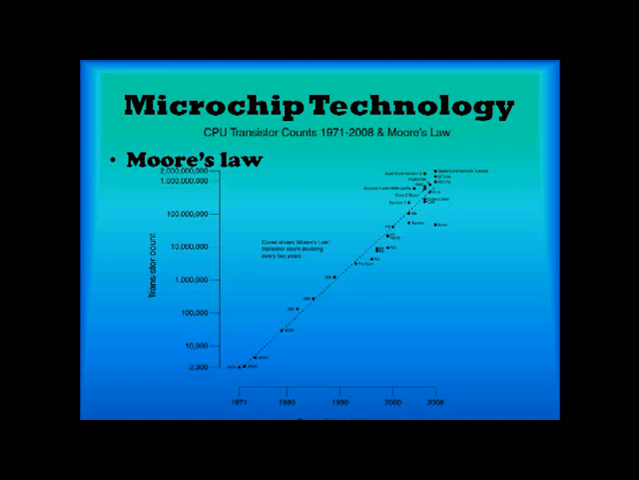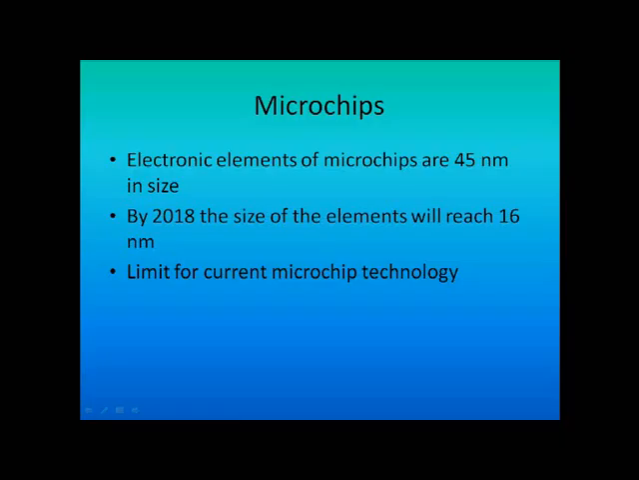Electronic elements of microchips are shrinking every year. At this point, they're about 45 nanometers in size. This is virtually nanotechnology in full bloom. Intel predicts that in 2018, the size of elements will reach 16 nanometers, which is the limit for this technology. Scientists are looking for a way to bypass this technological limitation. A new technology for storing our information could be the use of quantum dots.